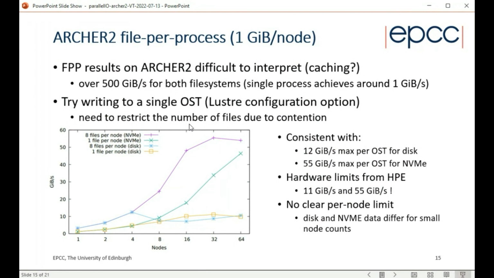I needed to restrict the number of files due to contention again, but I'm just trying to saturate. That gives me immediately a feeling for the limits. So you would therefore guess that the aggregate bandwidth, we need to multiply this by 12, will be well over 100 gigabytes per second for the disk system, and multiply by 20 for the end, over a terabyte per system.